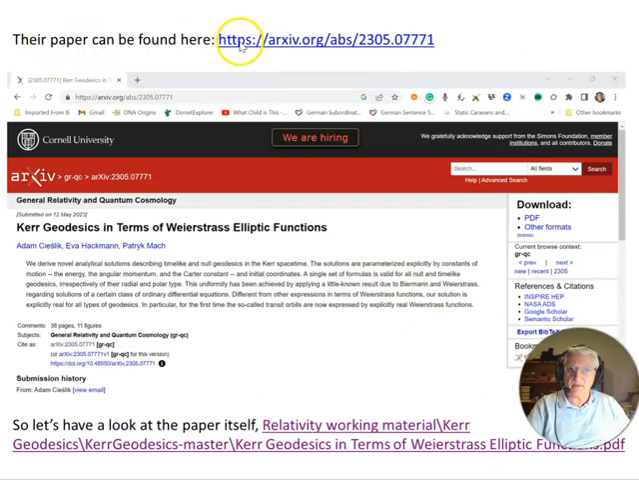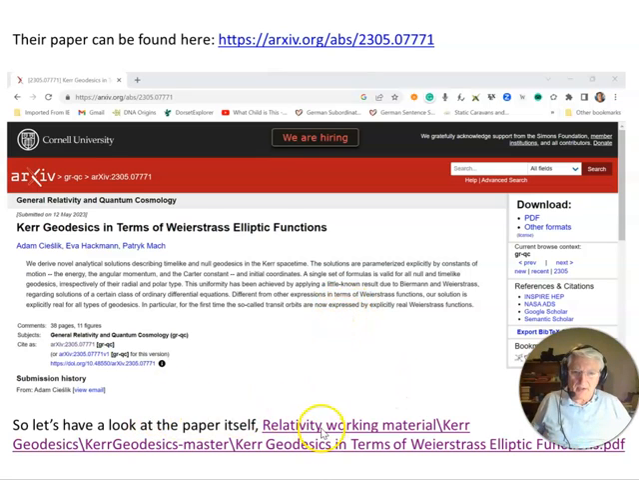Right, so the paper, which can be found here on the ArXiv repository, this is it. They derive novel analytical solutions describing time-like and null geodesics in the Kerr space-time, which also, by setting the spin of the black hole to 0, gives you the Schwarzschild case as well.